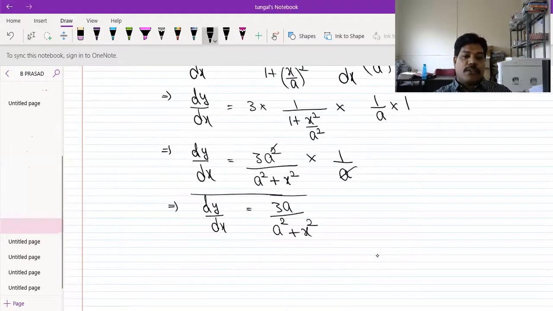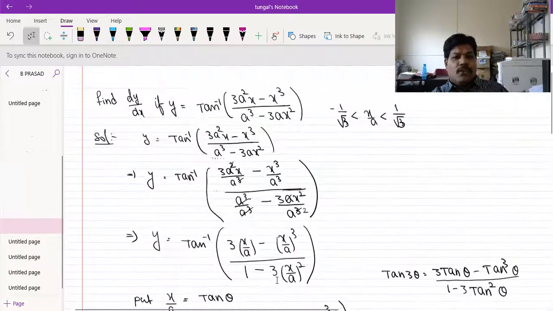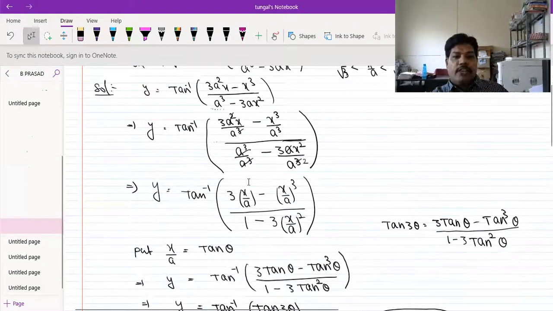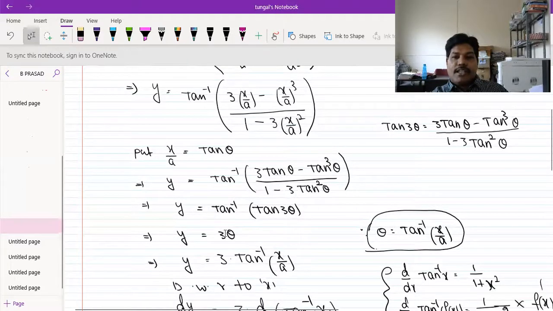See that question once again, students. y is equal to tan inverse of 3a square x minus x cube by a cube minus 3a x square. Just divide the numerator and denominator by a cube. The problem will become 3 into x by a minus x by a whole cube by 1 minus 3 into x by a whole square. Put x by a is equal to tan theta. Then automatically this will become tan 3 theta. Tan inverse and tan will be cancelled. You get 3 theta.